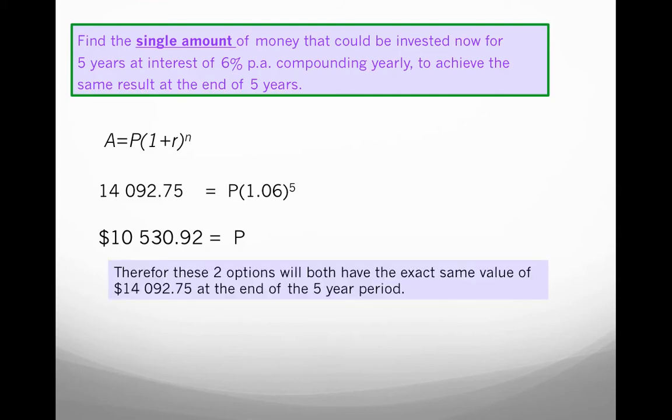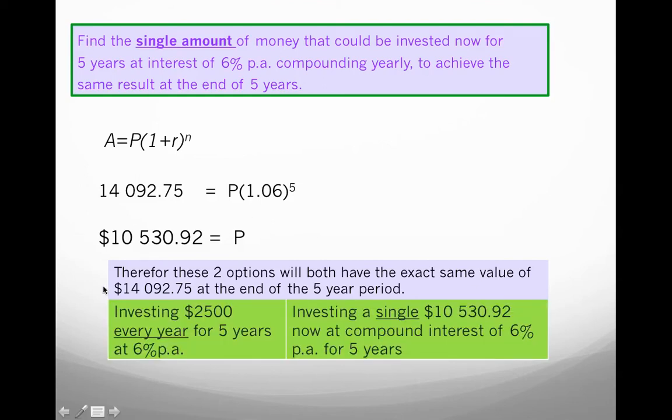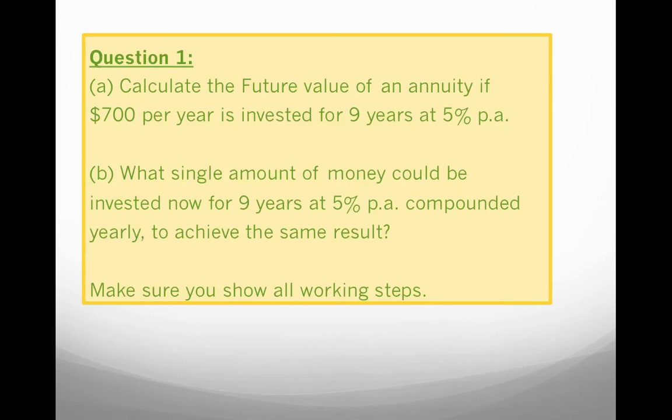Therefore, the two options will both have the exact same value at the end of the 5-year period, whether we invest $2,500 every year for 5 years at 6% or a single $10,530 at the beginning of the 5 years. You now have to attempt question 1. In your exercise books, please always write down the formula you're using. Show all steps of working so that we can know exactly how you got to your answer.